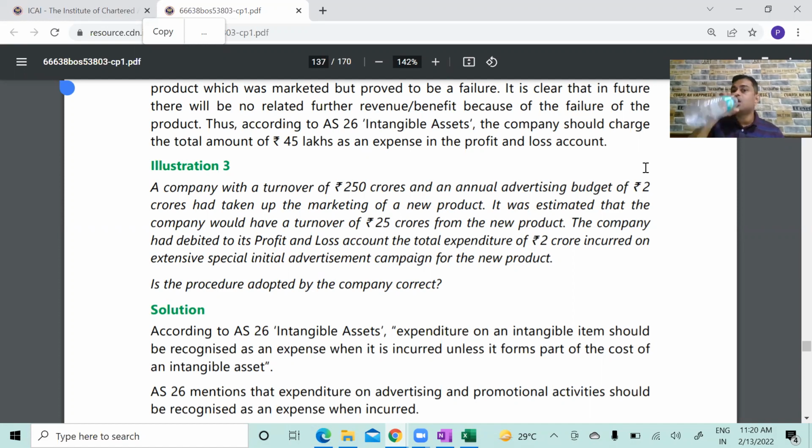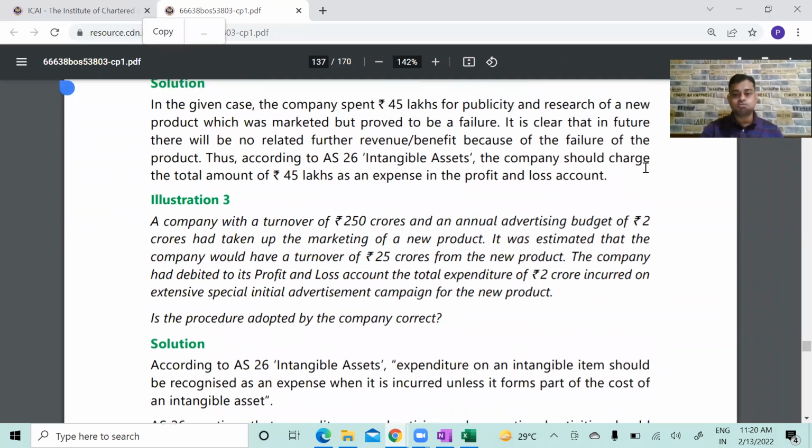A company with a turnover of 250 crores and an annual advertising budget of rupees 2 crores had taken up the marketing of a new product. It was estimated that the company would have the turnover of 25 crores from the new product. The company had debited it to profit and loss account. The total expenditure of 2 crores incurred on extensive special initial advertisement campaign for the new product.